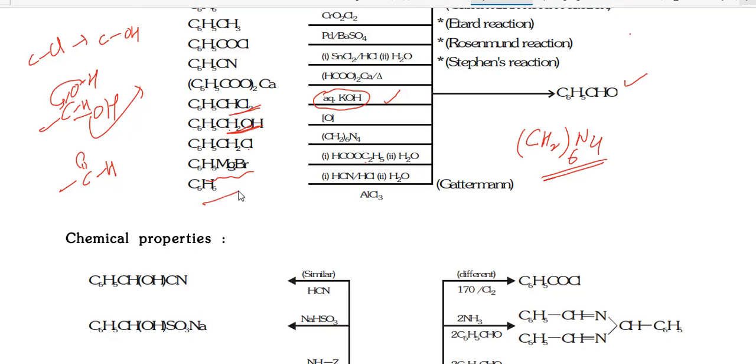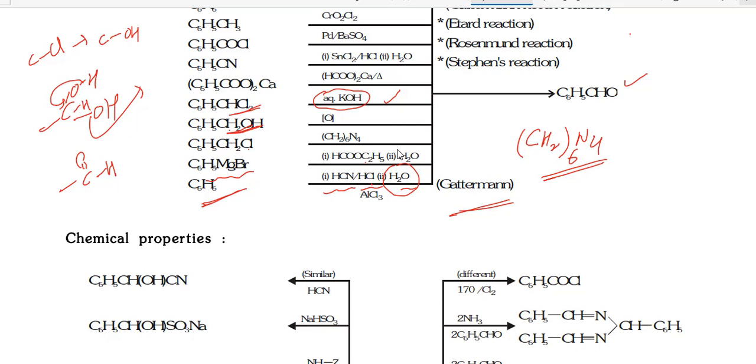Next, again benzene reacts with HCN and HCl. Then the second step we are doing hydrolysis with H2O. That is the Gattermann reaction. We can prepare benzaldehyde by these many methods.